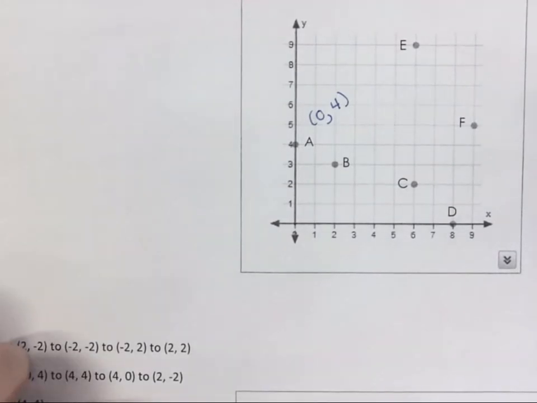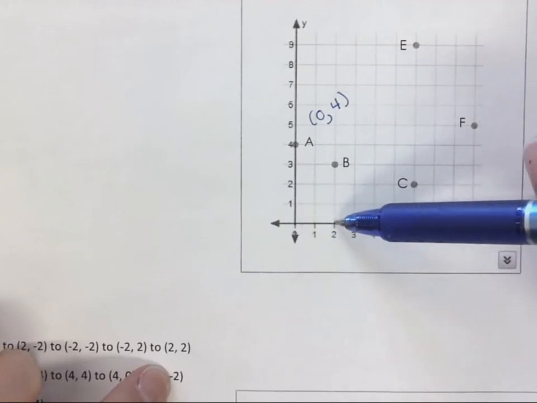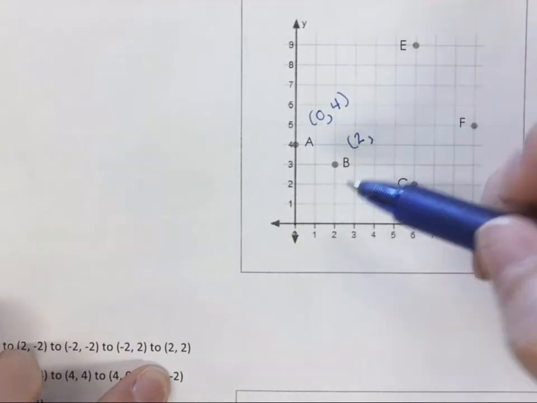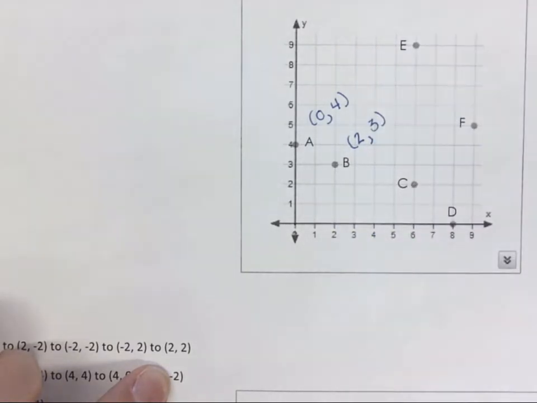Those are the tough ones. B is probably going to be easier because we move 2 to the right. So my x is 2, and I've gone up to 3, so my y is a positive 3.